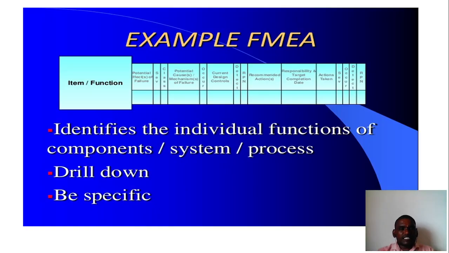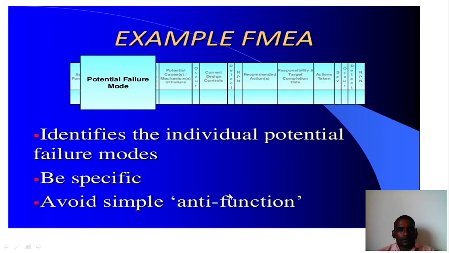Okay. So first one, item and function. Here it identifies the individual function of components, system and process, and then drill down, be specific. Based on that we can identify the individual functions, and it should be drilled down and specific for the particular product. Okay, so another one, potential failure mode. Potential failure mode identifies the individual potential failure, where the failure occurred. So based on where the major problems are, you have to find the major reason why the product goes to fail. Based on that we can identify the individual potential failure mode, and then be specific, avoid simple anti-functions.